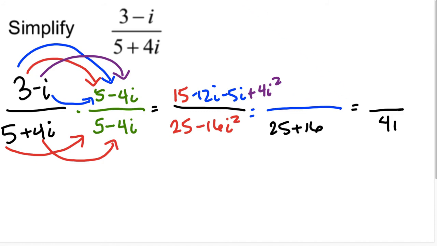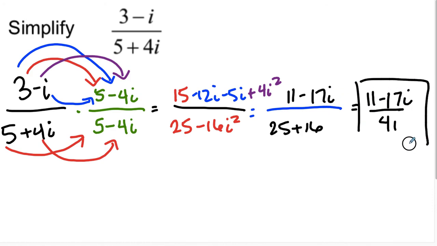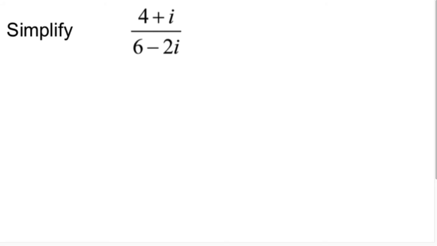Now we're going to combine our real numbers first. So i squared makes this a negative 4, so this is 15 minus 4, and 15 minus 4 is 11. Then negative 12i minus 5i is negative 17i. So this is 11 minus 17i over 41. I hope you're getting the hang of this. All right, last one. Pause this video and see if you can do this by yourself.